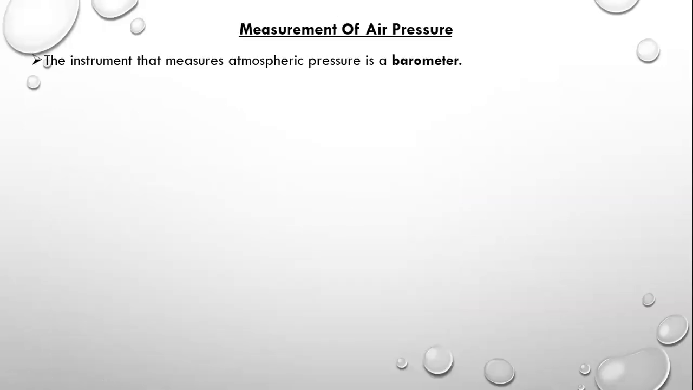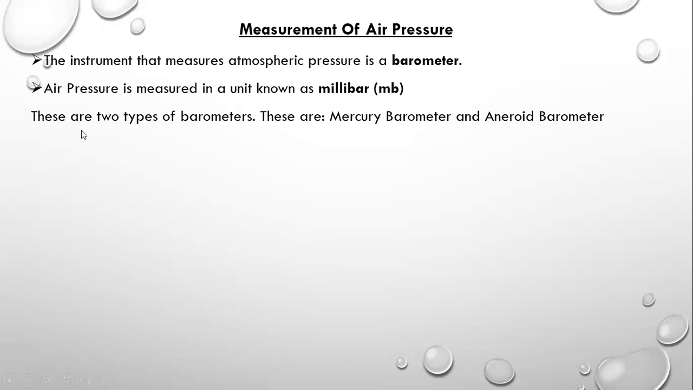Measurement of air pressure. Now, the instrument that we use to measure atmospheric pressure is a barometer. You must know that. A barometer. Air pressure is measured in a unit known as millibars, MB. Now, there are two types of barometers. These are mercury barometer and aneroid barometer.